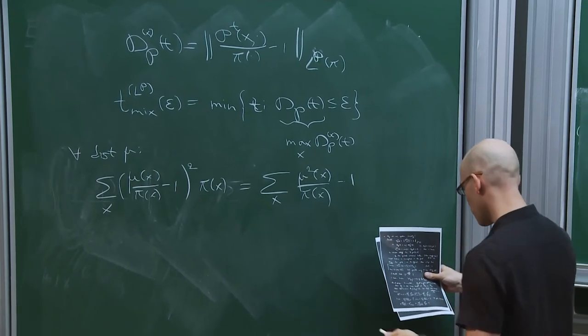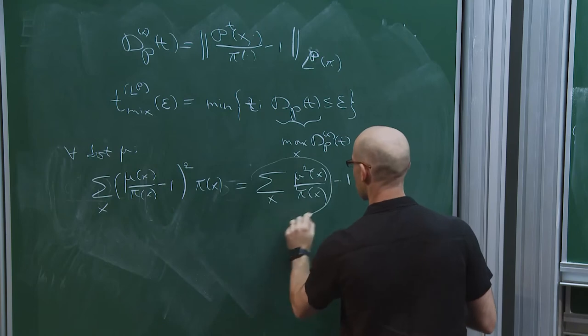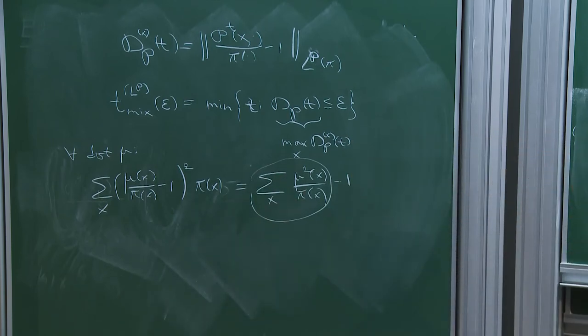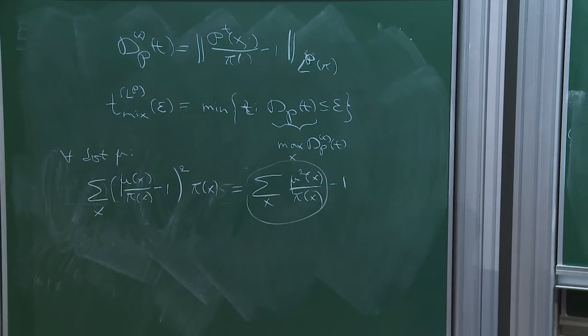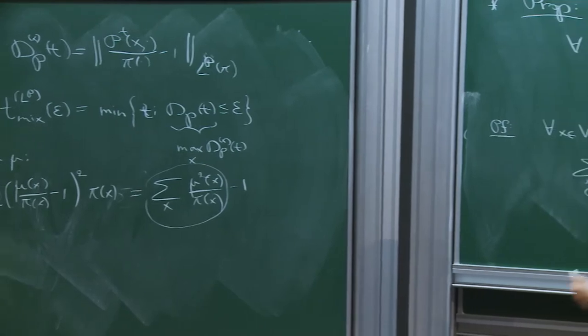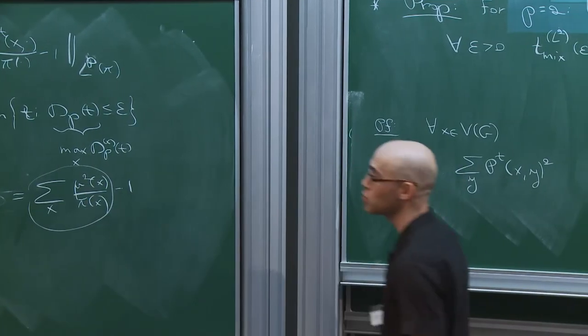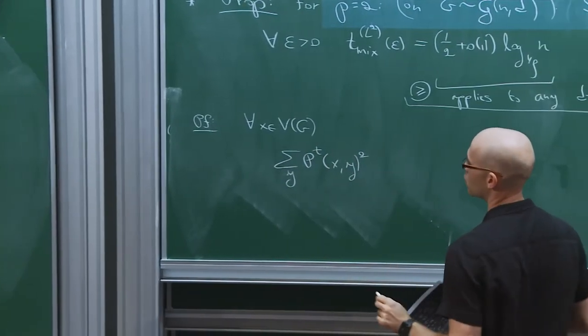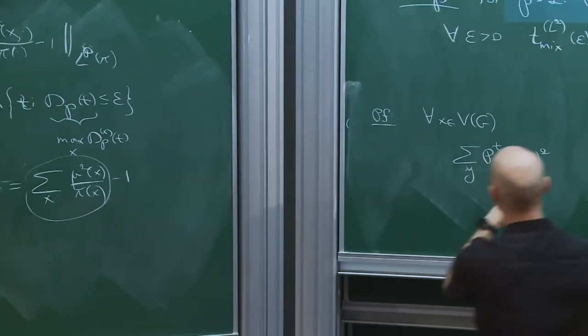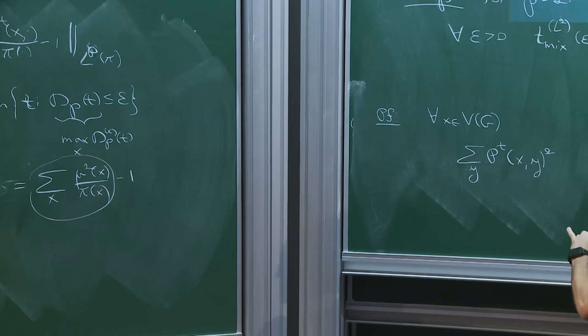So with this simple observation, we see that this is the guy that we care about. But we also know what our pi is. It will just be the uniform distribution. So let's look at what summation over x of mu squared is. So this is what I'm writing here. Summation over this x is actually this y. I hope that this is fine.